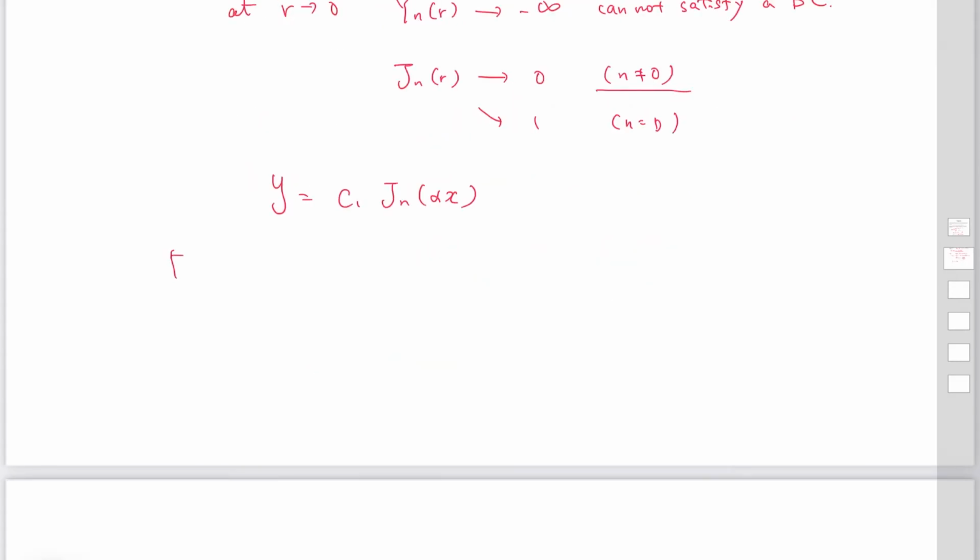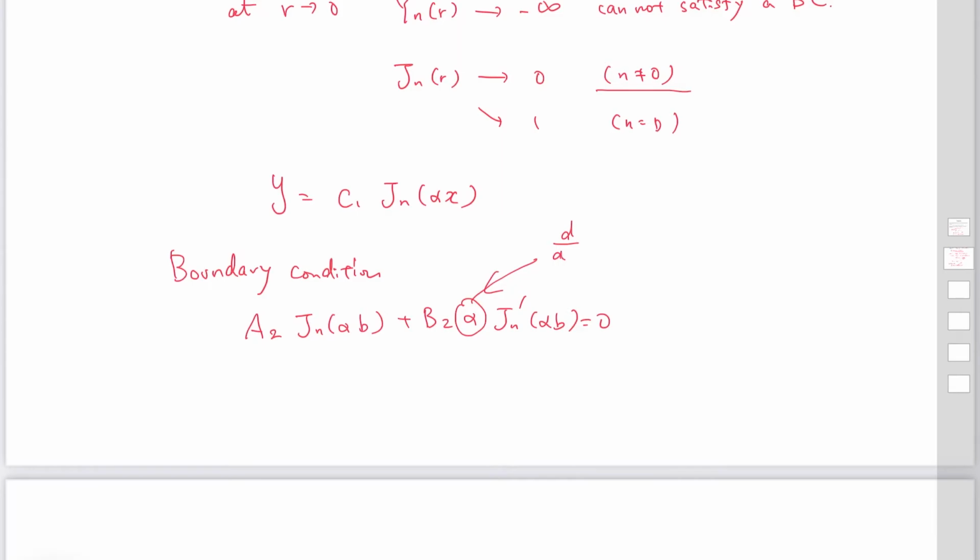So the boundary condition is given by a sub 2 J sub n of alpha b plus b sub 2 alpha J sub n prime of alpha b equals 0. This alpha actually comes from the derivative of J sub n of alpha x. If you consider this equal to y, you apply the chain rule, so this is equal to alpha J sub n prime of alpha x.